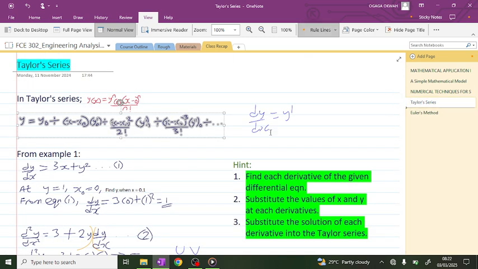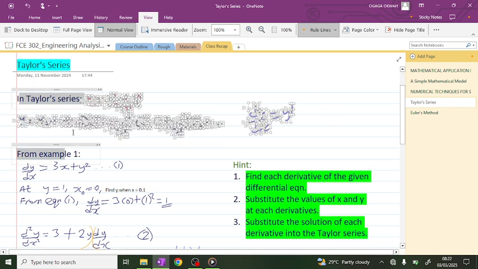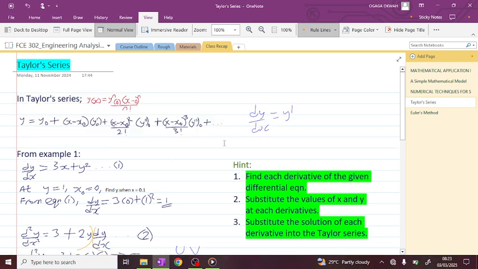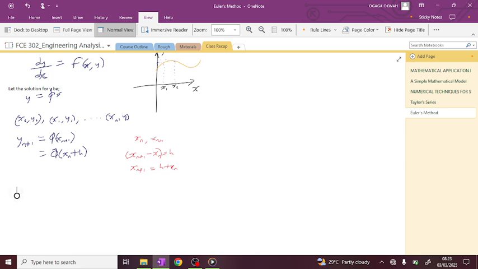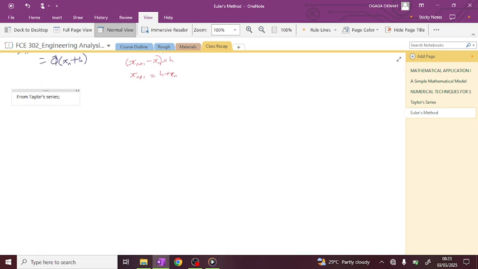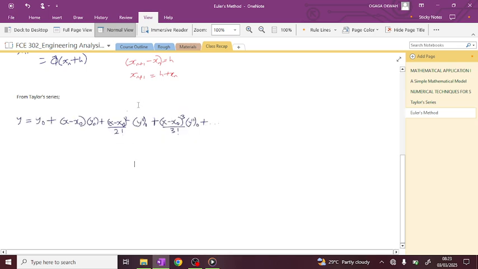So if we come back to the Taylor series, this is our Taylor series here. So we copy the Taylor series. Like from the definition, it says it's just the Taylor series, but we truncate derivatives higher than the first derivative. So from the Taylor series, we will have this. Now, truncation of higher derivatives: just take the higher derivatives like this and truncate.